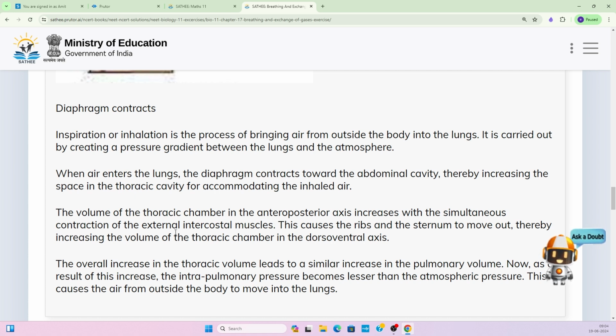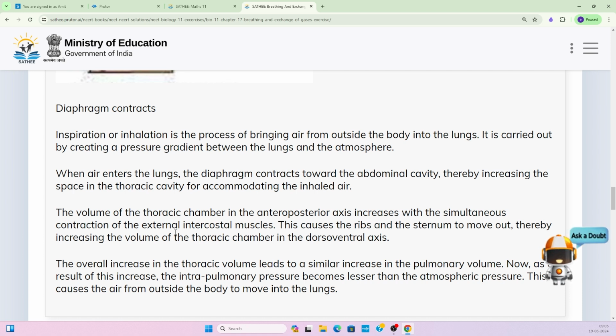The volume of the thoracic chamber in the anterior-posterior axis increases with the simultaneous contraction of the external intercostal muscles. There are external intercostal muscles between the ribs. This causes the ribs and the sternum to move out, thereby increasing the volume of the thoracic chamber in the dorsoventral axis. At the back is the dorsal side, and in the front there is the rib cage and the sternum bone. The sternum rises upward, and the ribs rise upward and outward.